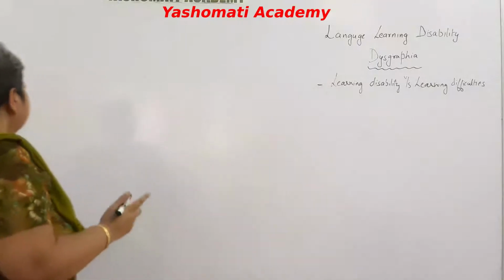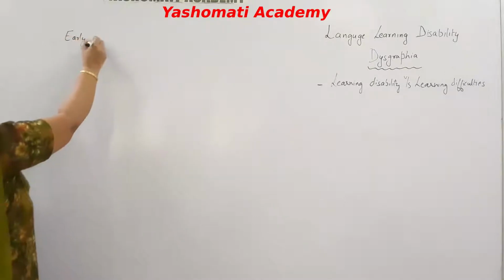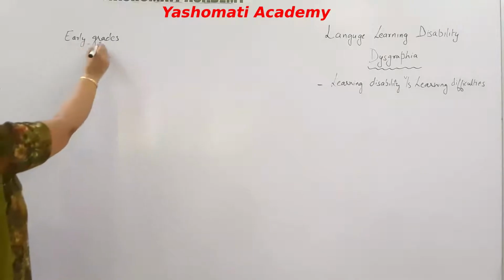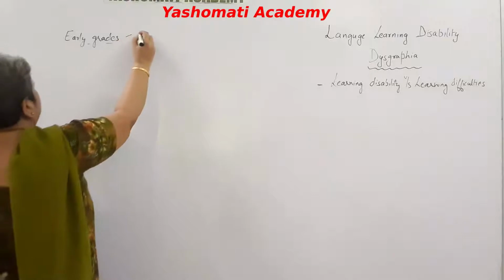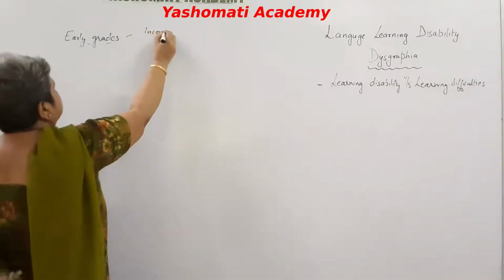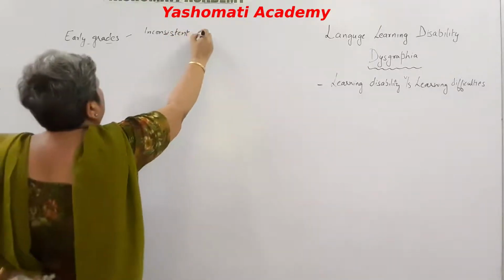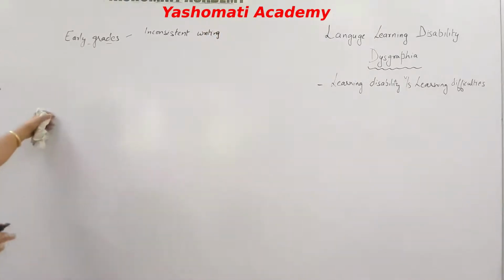So that means that when the child is in early grades, when he is learning how to write, we are able to find certain characteristics, like his writing may be inconsistent. Inconsistent means that the formation of letters may not be the same everywhere, right? He may be writing the same alphabet in a different format at different times.